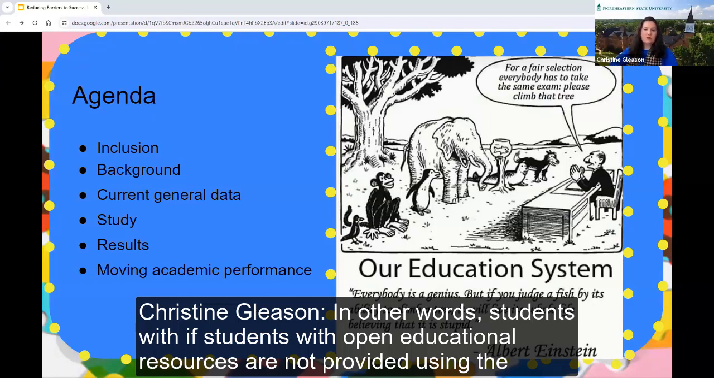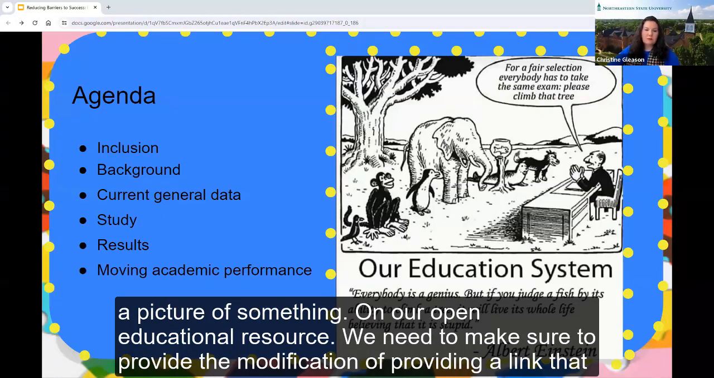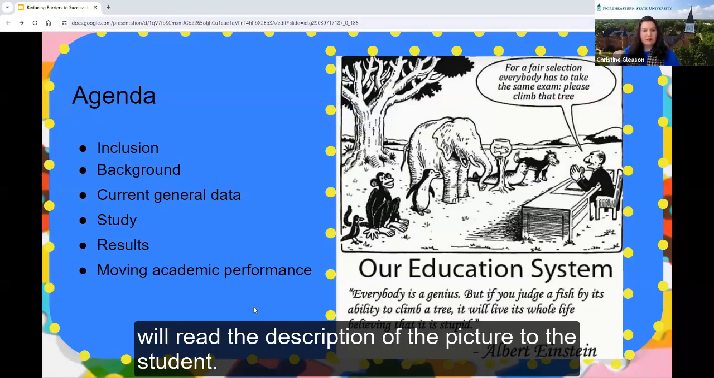In other words, if students with open educational resources are not provided the modifications that they need to access the same material as everyone else, for example, if a student is blind and we only post a picture of something on our open educational resource, we need to make sure to provide the modification of a link that will read the description of the picture to the student.